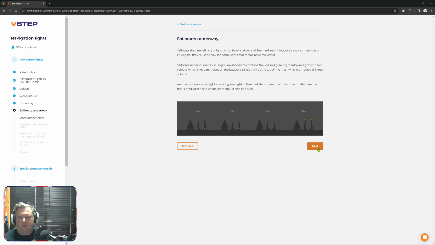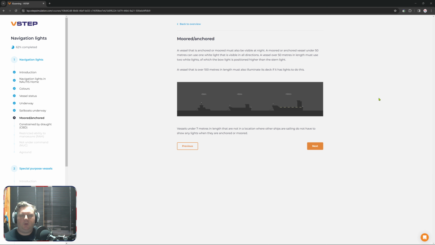Okay, cool. A vessel that is anchored or moored must also be visible at night. A moored or anchored vessel under 50 meters can use one white light that is visible in all directions. Is that not going to be confusing though? How does that indicate that it's stationary? I don't quite get it, because you might think you're coming up behind it, mightn't you?